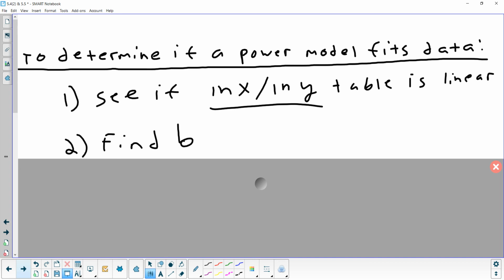Okay, so if it looks linear, then we'll go on to step 2. If it doesn't, we would stop and say a power model is not a good fit for the data.